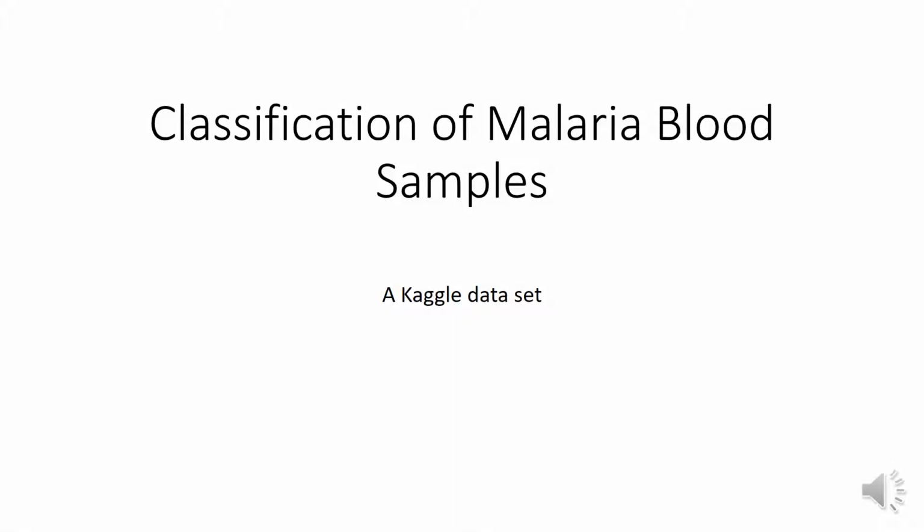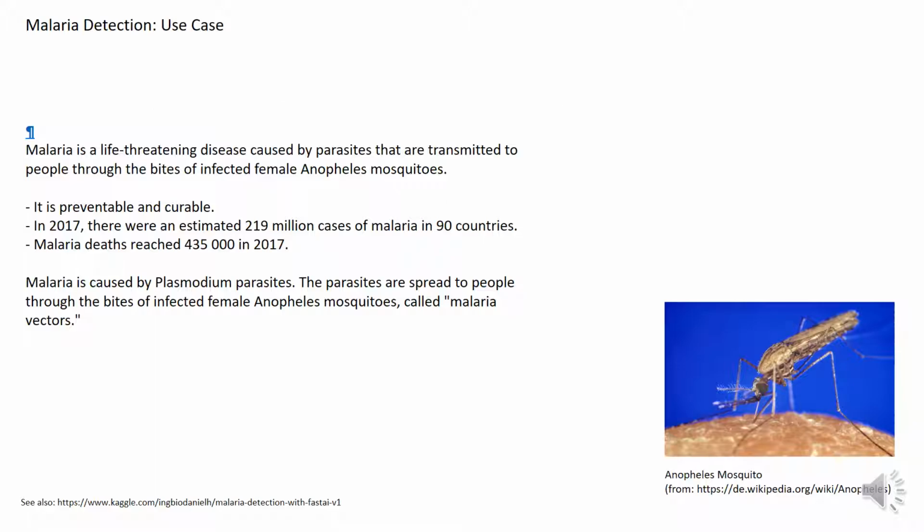Hello and welcome to my Coursera capstone project. The project is called Classification of Malaria Blood Samples and it's a Kaggle dataset.